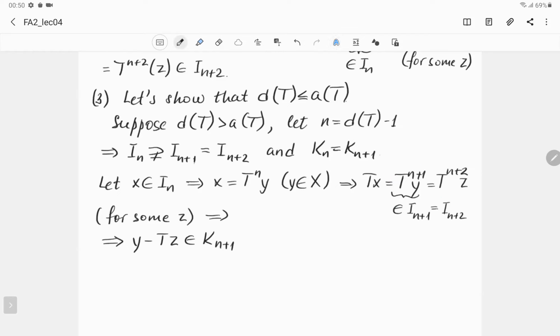Okay, but let's now recall that K(T^(n+1)) equals K(T^n). So this element sits in K(T^n). That is, if we apply T to the power n, we get 0. Or equivalently, this means that T to the power n of y equals T to the power n plus 1 of z. And T to the power n of y is our initial element x. And so we see that x sits in R(T^(n+1)).